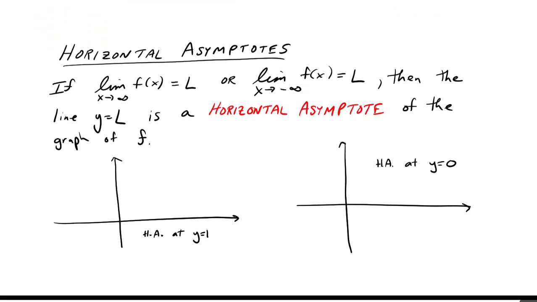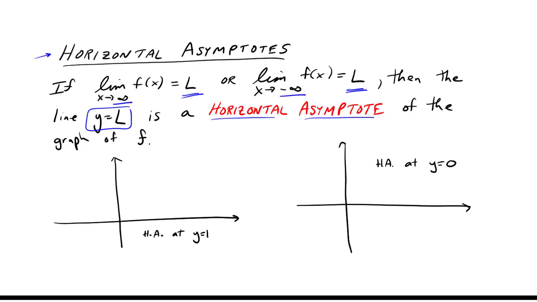All right, so let's look at that. If the limit as x approaches infinity of f of x is L, or the limit as x approaches negative infinity of f of x is L, then the line y equals L is a horizontal asymptote of the graph of f. So what this is telling us is that there is some line in the graph that the function is approaching, at least in one direction, often positive infinity or negative infinity, and possibly both.